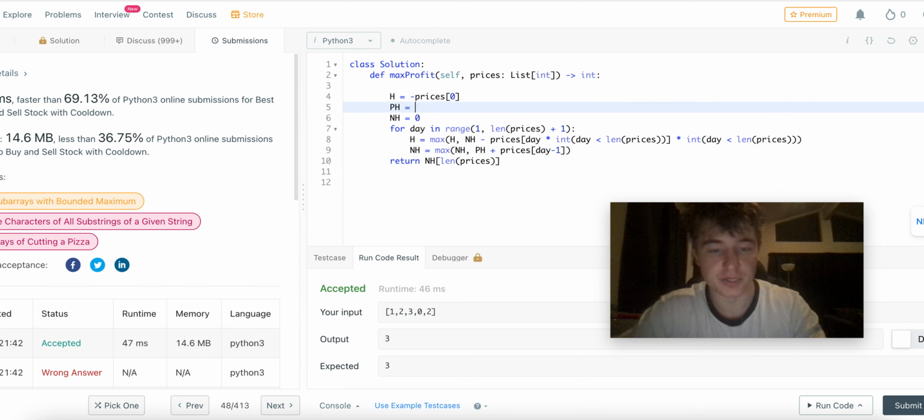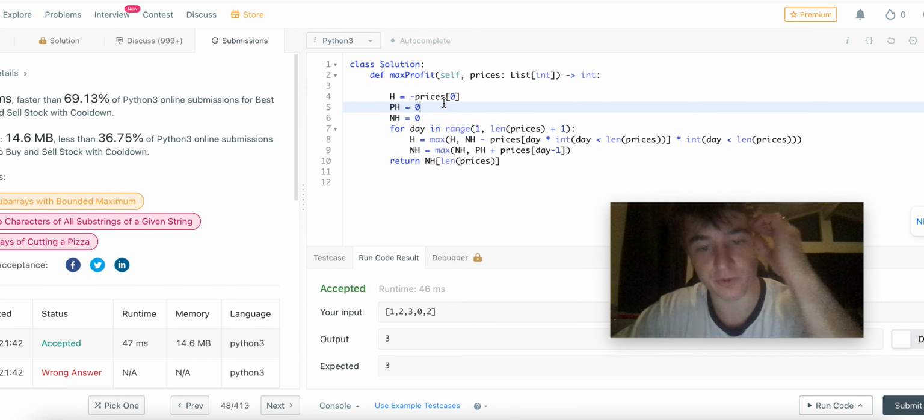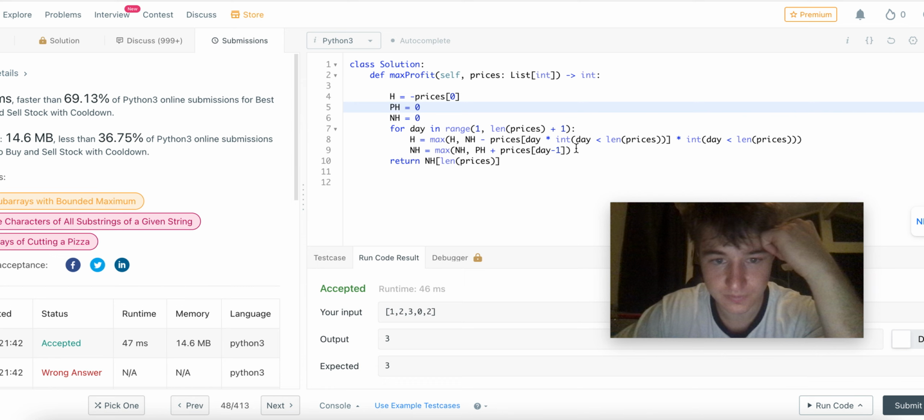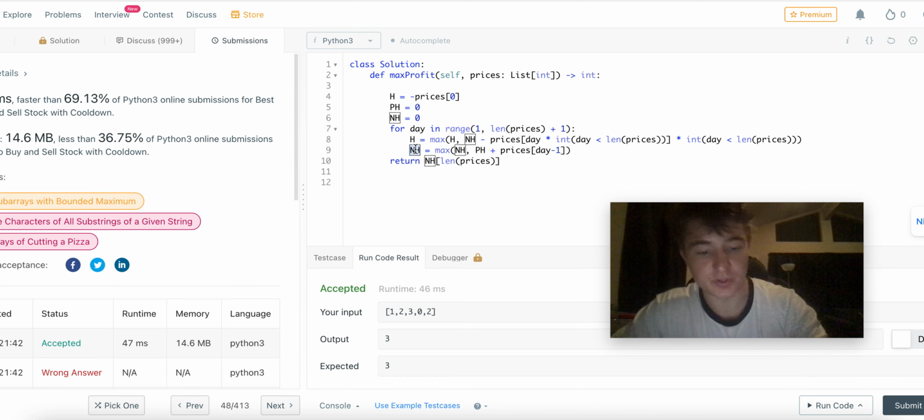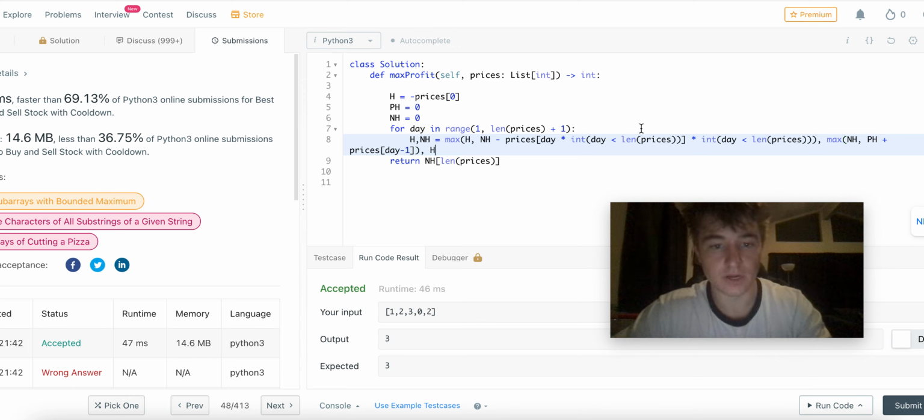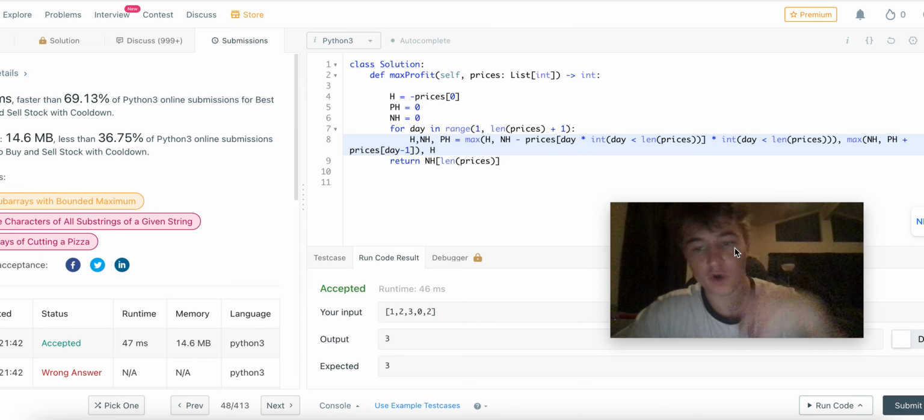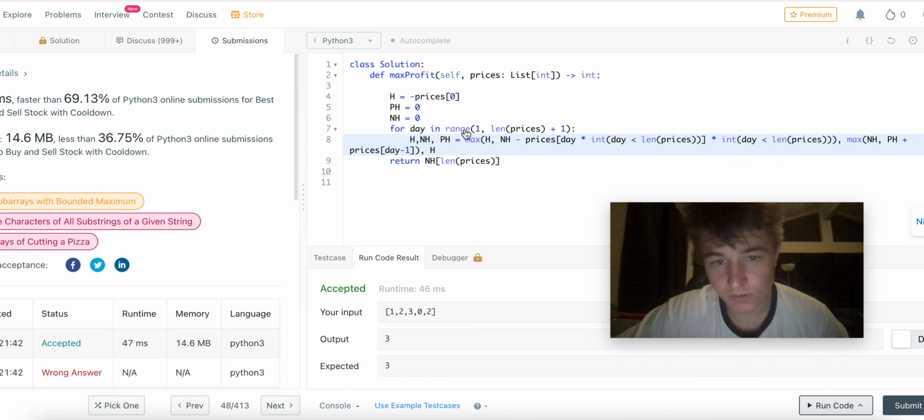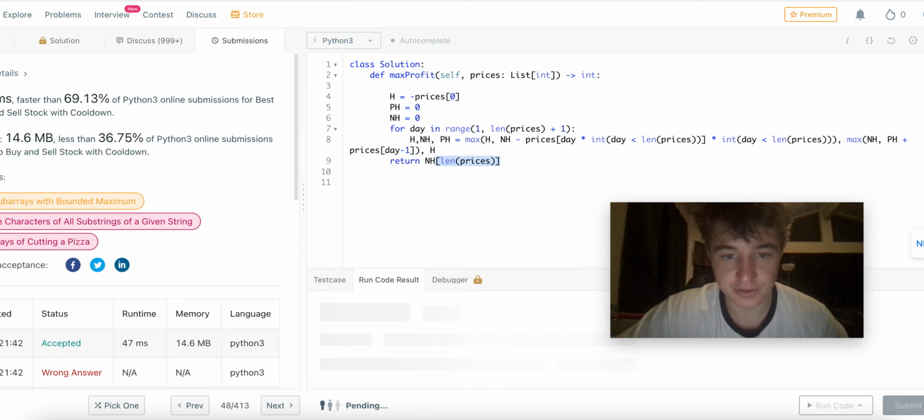So then maybe these should be, no, because that'll be the value of the first day. I'm really screwing up here today, guys. All right, but then this would need to be done all on the same line. That way, it's all based off the previous states. And then previous holding would just become what holding was before. And then the best you could get is whatever not holding is at the end.